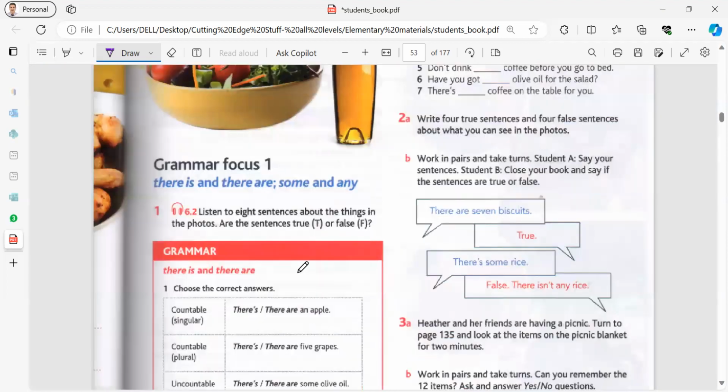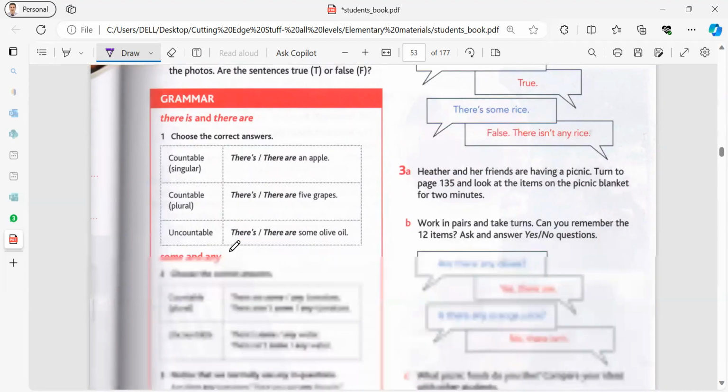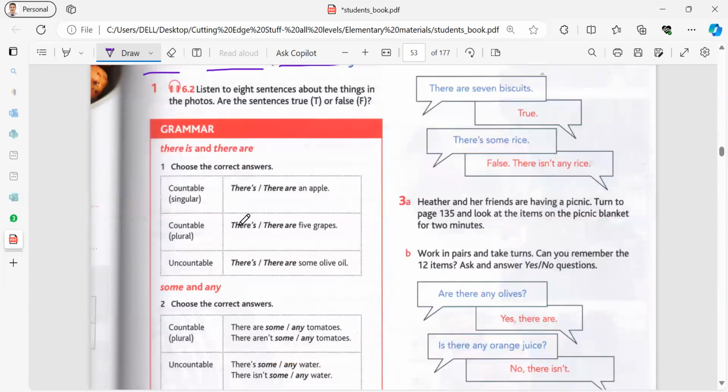Now the first grammar focus: how to use there is, how to use there are, some and any. Of course, you know, when we use there is, it's a singular, with a countable singular noun. There is. With a countable plural noun, the first one, there is an apple, well, there are an apple.